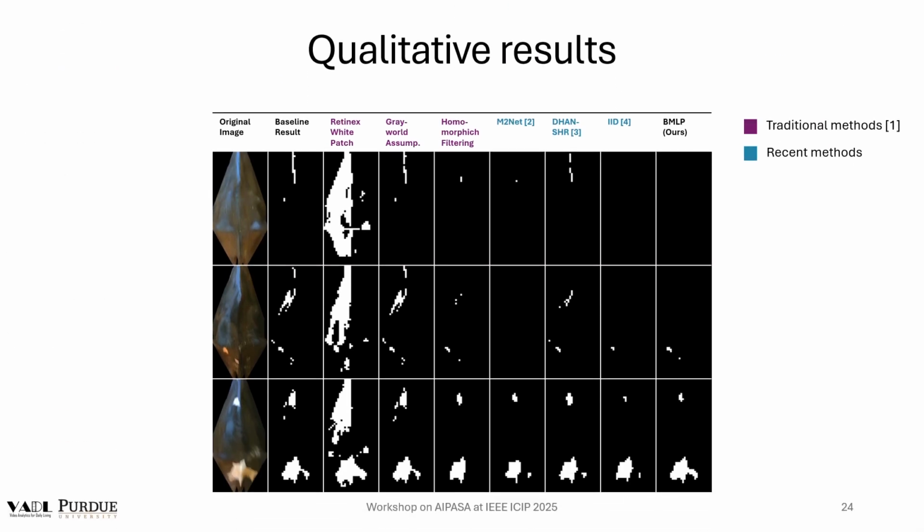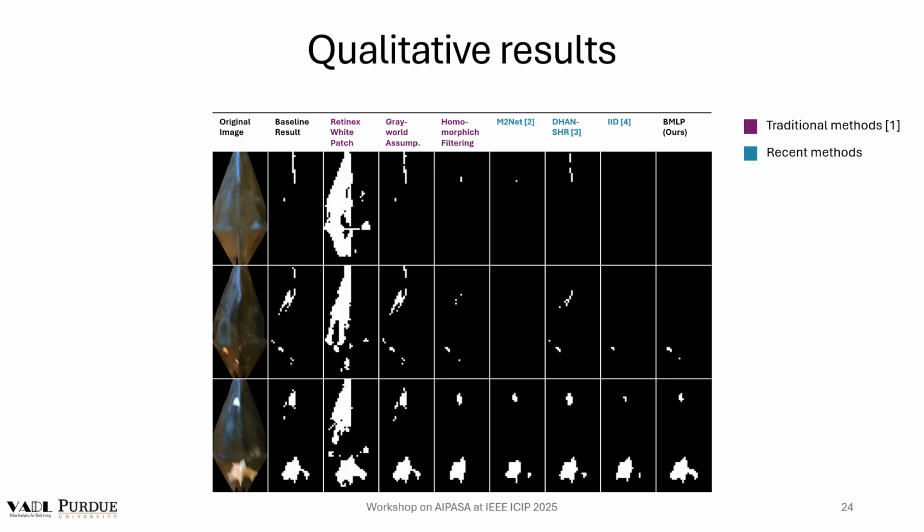Now we have the qualitative results. This slide shows 3 example cows. Sample images of the cows are shown in the leftmost column, and the barcodes generated after the application of the selected color correction methods are shown in the other columns. In the first row, only ours and the IID method generate the correct barcode, which is a completely black barcode for the completely black cow.